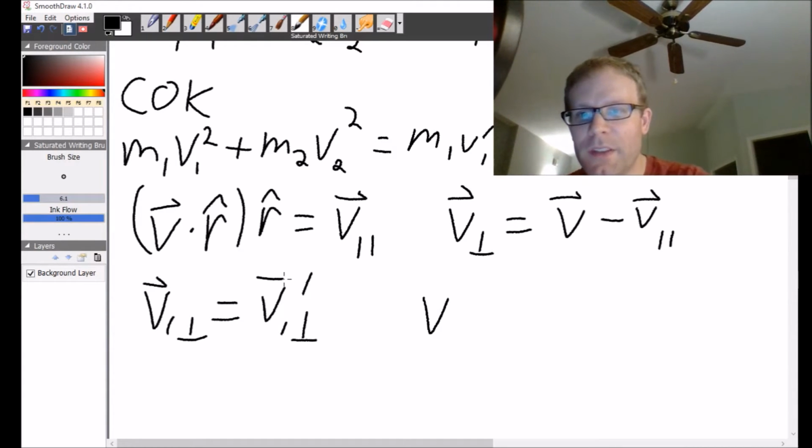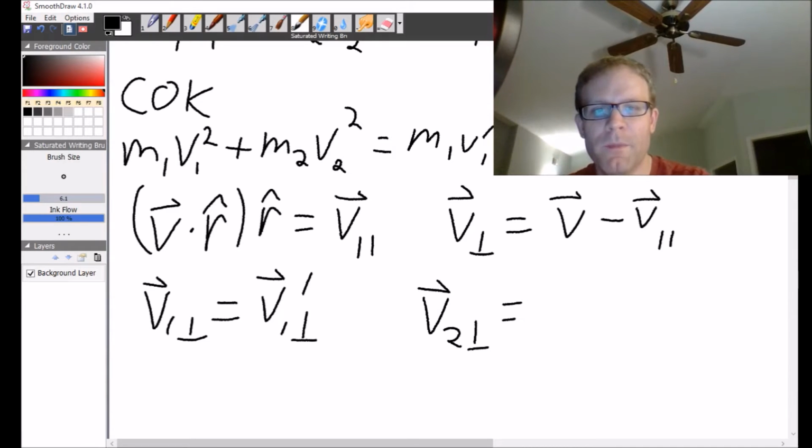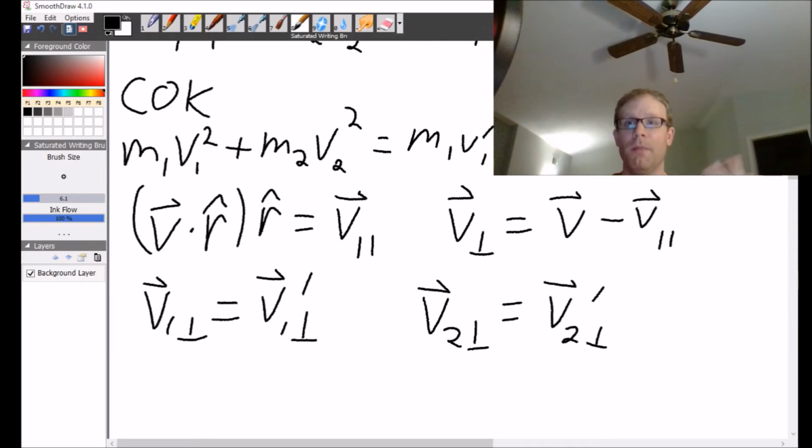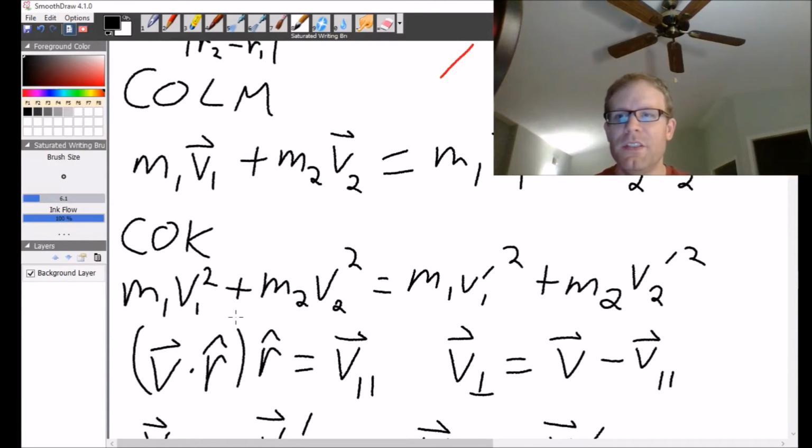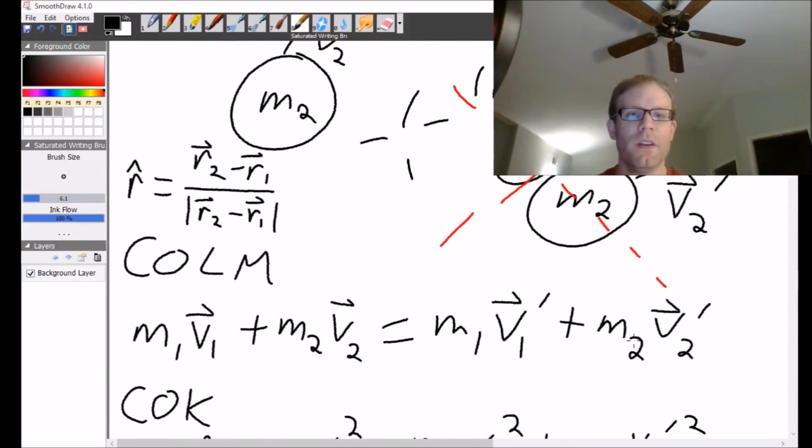If I take, I need a vector there, and I can do the same thing with v2, that its perpendicular component is equal to its final perpendicular component. So the two perpendicular components don't change. Remember earlier I mentioned that this conservation of linear momentum equation is going to give us two equations. It'll give us one in the parallel direction and one in the perpendicular direction.